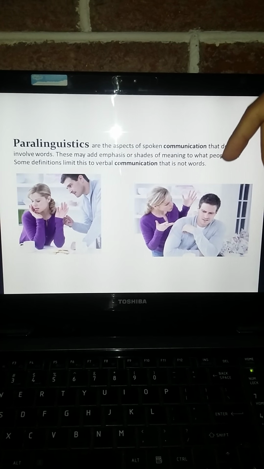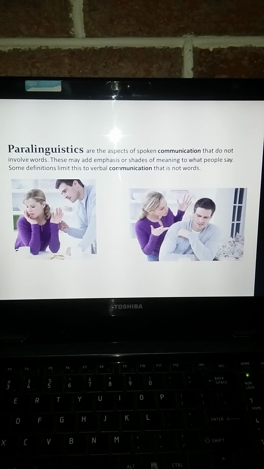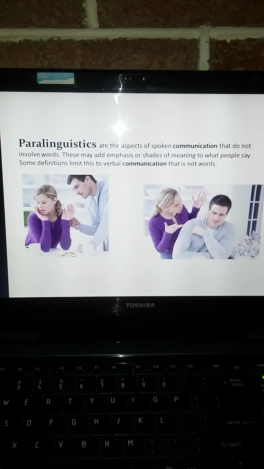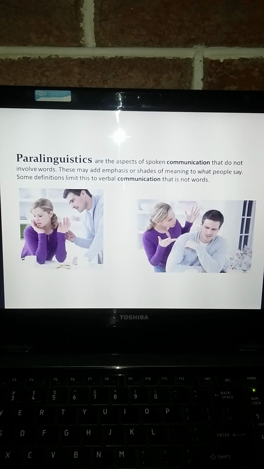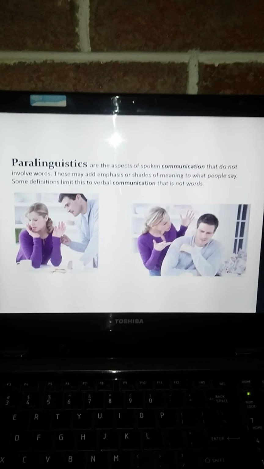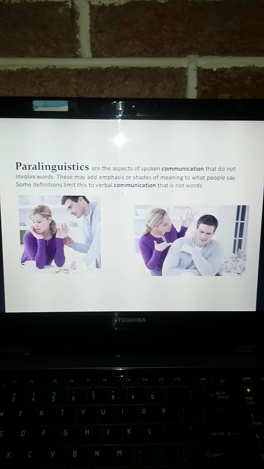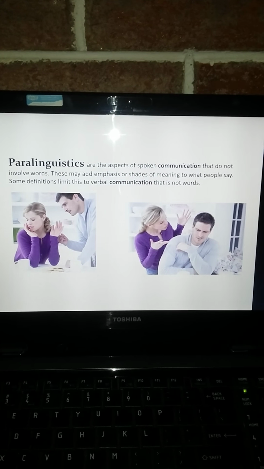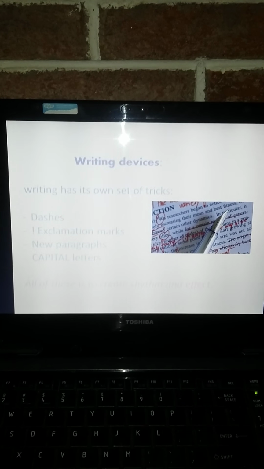For example, in the picture, we notice the woman right here. She's using a mad facial expression, and here the man is using a facial expression. We don't need words to know that they are fighting over something. Okay, we're gonna continue right away.